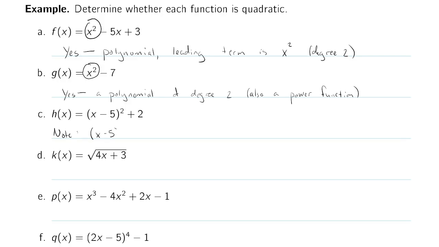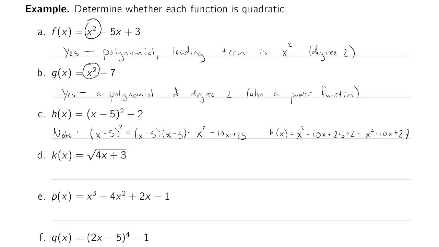Now, h of x is definitely a power function of degree 2, but if we notice that x minus 5 squared, we could multiply that out. x minus 5 times another x minus 5. That's going to give us x squared minus 10x plus 25. So h of x is x squared minus 10x plus 25 plus 2, or x squared minus 10x plus 27.